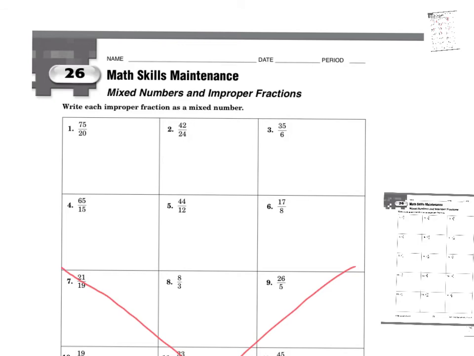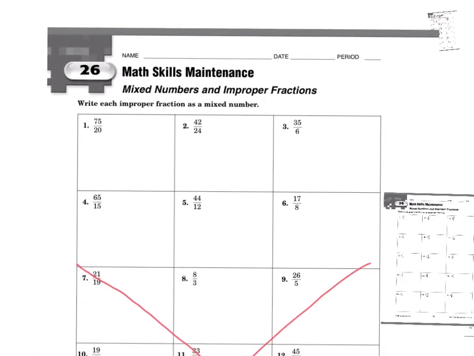Okay, the next set of problems on the back side, you are changing these fractions into mixed numbers. And when you look at them, notice that on each one of them, the top number, the numerator, is bigger than the denominator, and that's what an improper fraction is. It is a fraction that has a bigger numerator than the denominator.